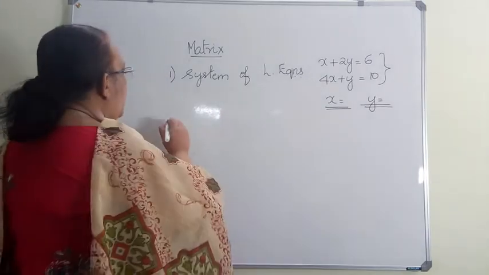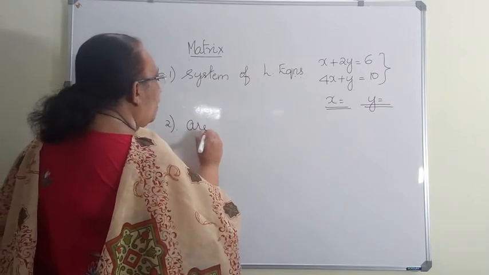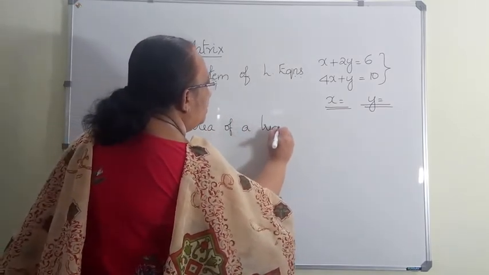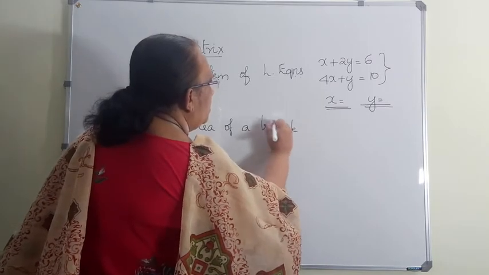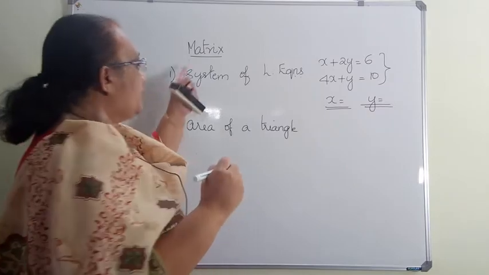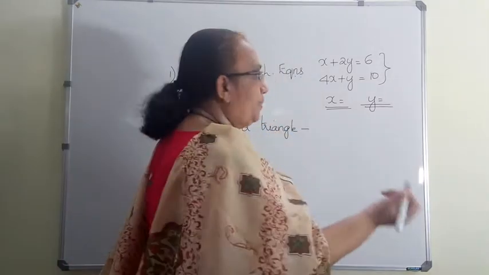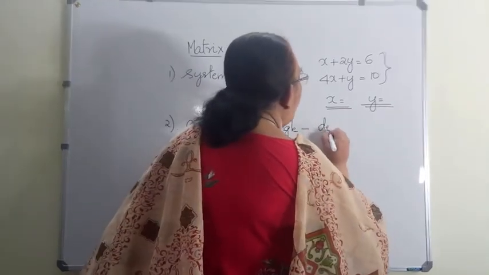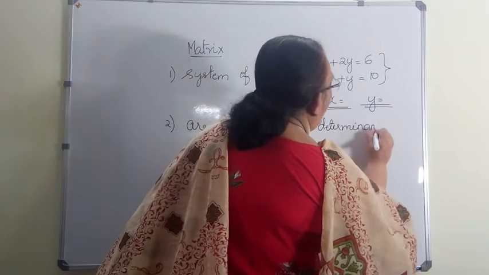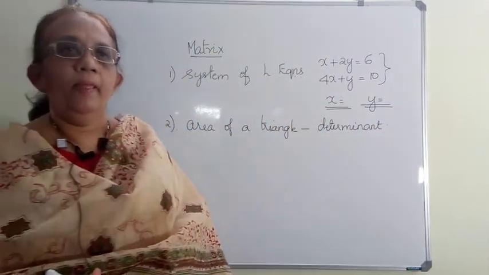Another application is that matrix is used to find the area of a triangle. To get the area of a triangle from a matrix, we use another word which comes in chapter 4, that is called determinant. And by using it, you can find the area of a triangle.